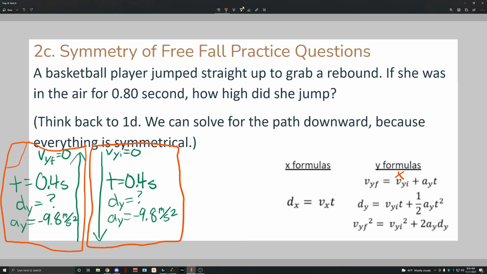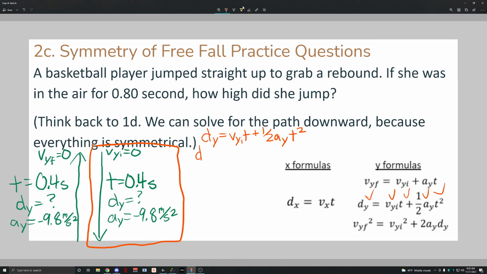On the other hand, we can solve for our path downward, because on our path downward, we have vyi. It's 0. Our initial velocity in the vertical direction is 0 here. So now with these variables, we have everything, right? So we need to solve for our path downward instead, because everything is symmetrical, it's just going to be the different sign.